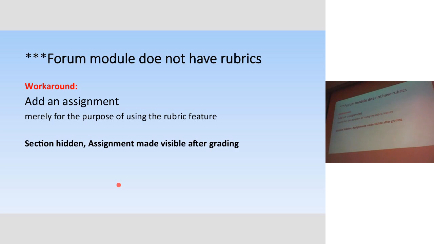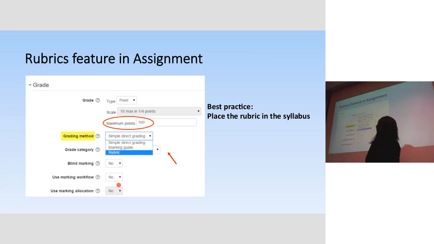We're going really fast, and I hope I will not be late this morning. So just a review of what we have done. We choose grading method rubric in the assignment settings. That's how it all started. And the best practice, remember to place the rubric, just repeating this, in the syllabus for students to see. Don't use them to grade afterward and give them the shock. They don't like the shock.